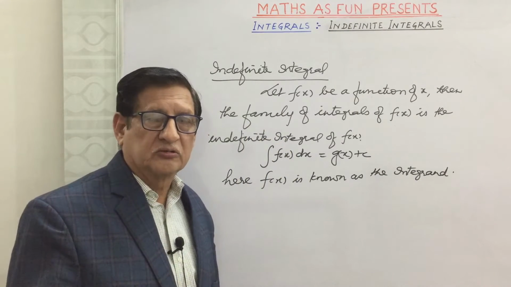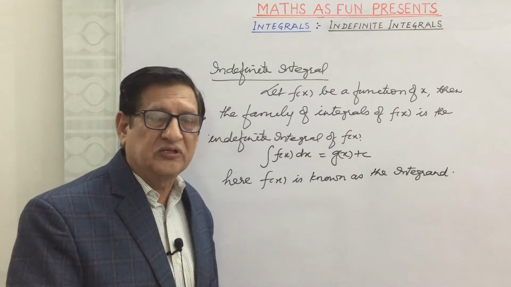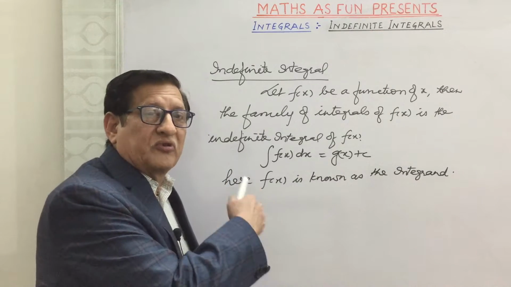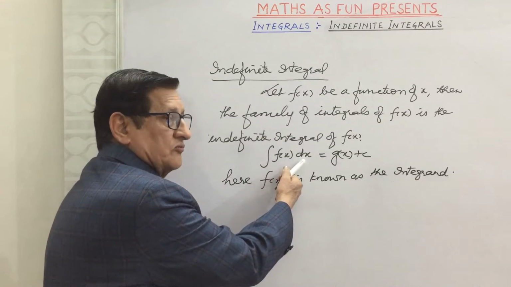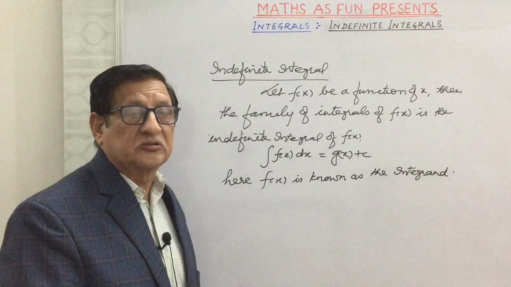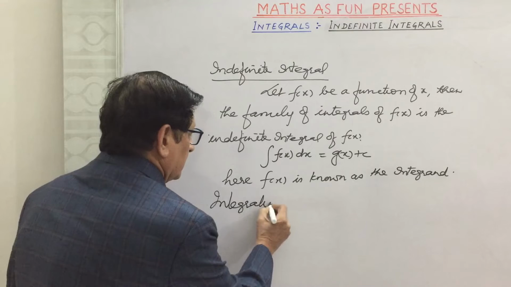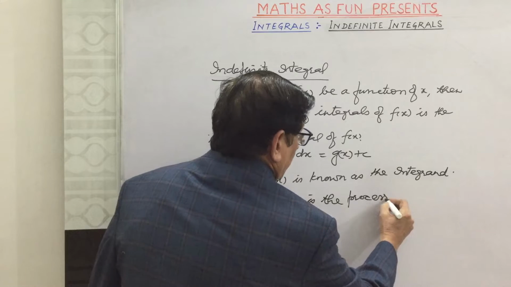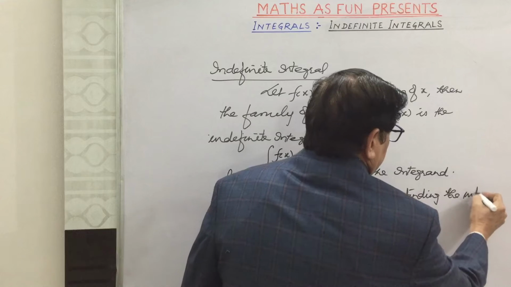Generally we use two words, integral and integration. Is there any difference between the two? Yes, there is a difference. Integral of a function is the antiderivative, or we call it primitive of the function. Like here we have integral of function f(x) with respect to x is g(x) plus c. But integration is the process of finding the integral. So we write integration is the process of finding the integral.